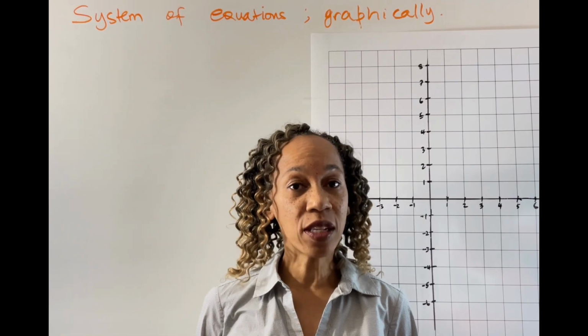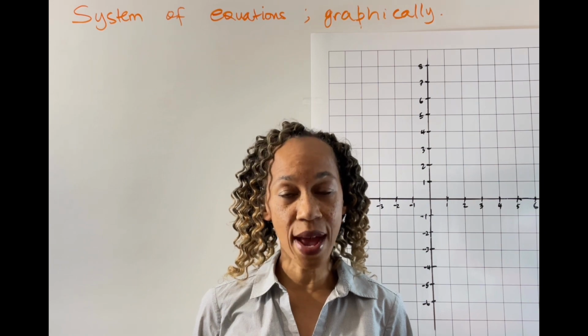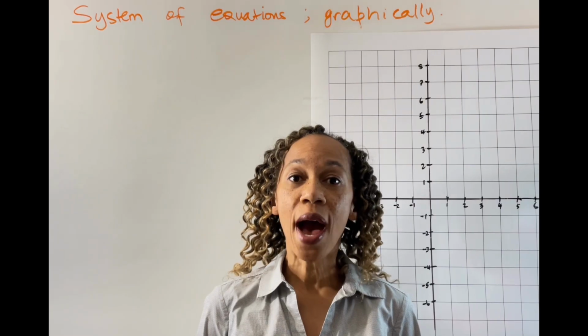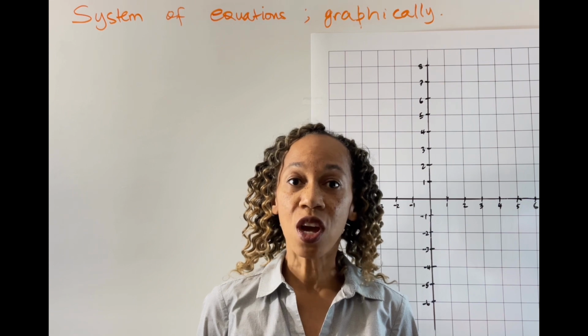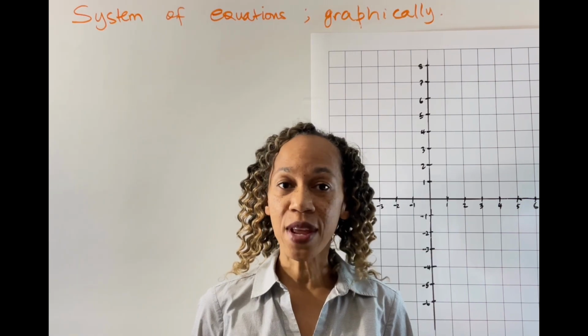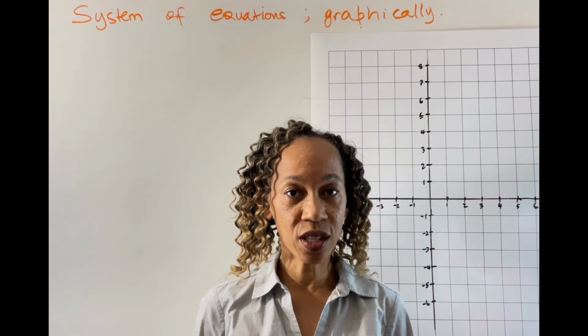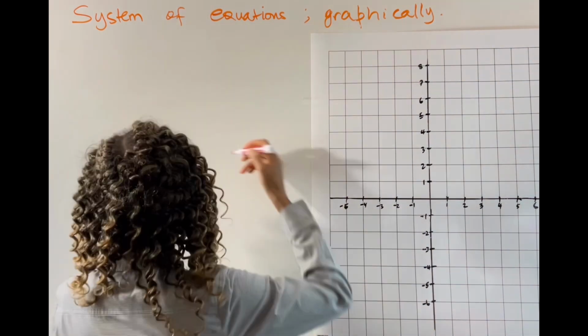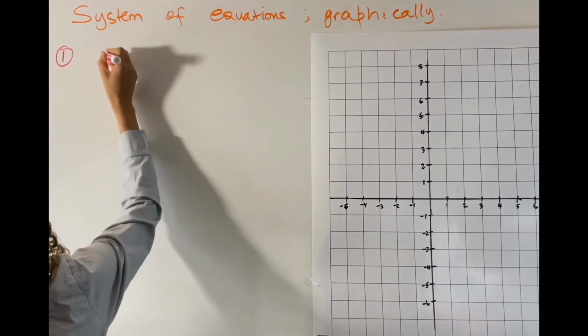There are three ways of solving systems of linear equations. You can solve it graphically, you can solve it by elimination, or you can solve it by substitution. Today I'm going to show you how to solve a system of equations graphically. If we are graphing a system of linear equations, there are also three types of solution. First one is one solution.